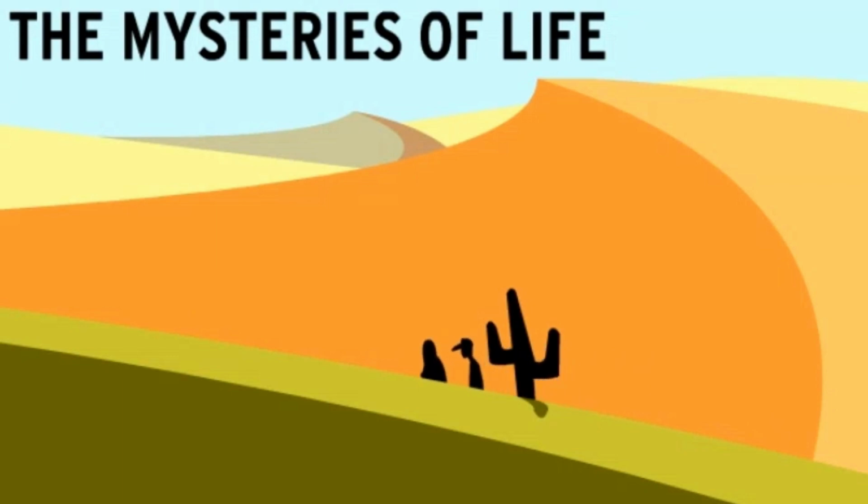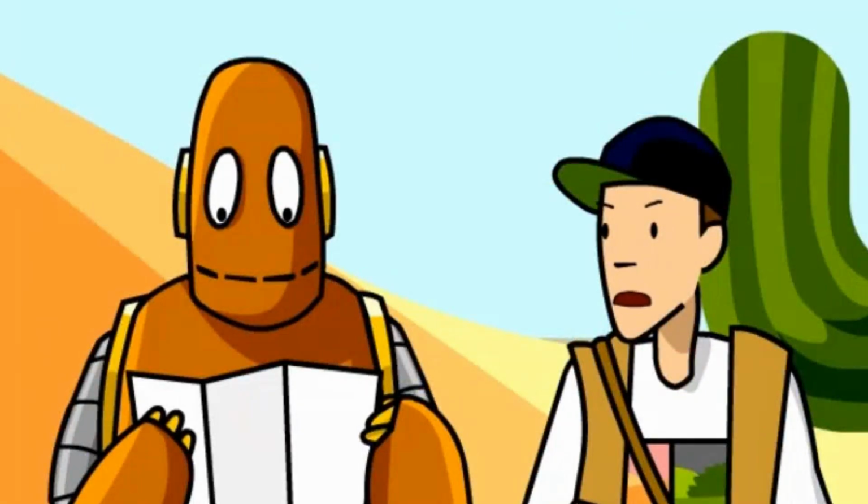Okay, we've passed that cactus 3 times now. It is the same cactus. We're going in circles. Let me see the map.